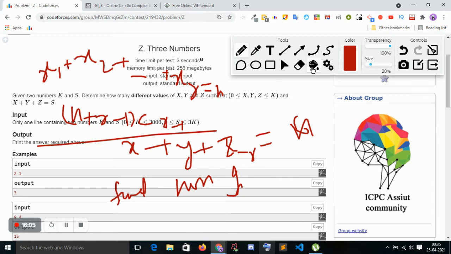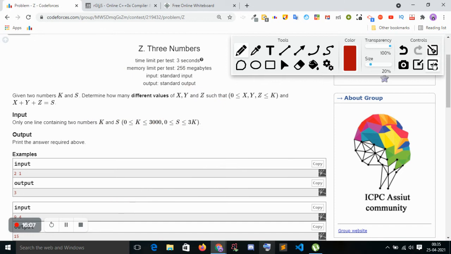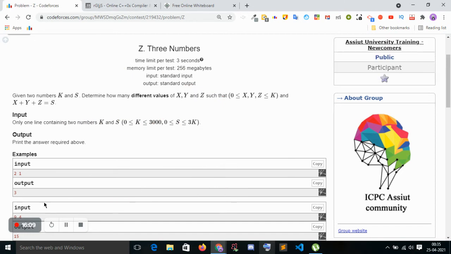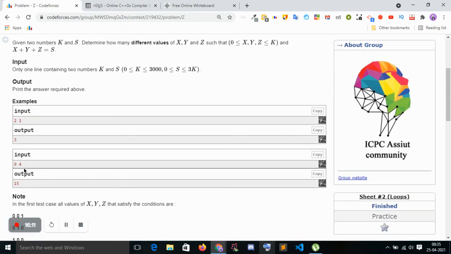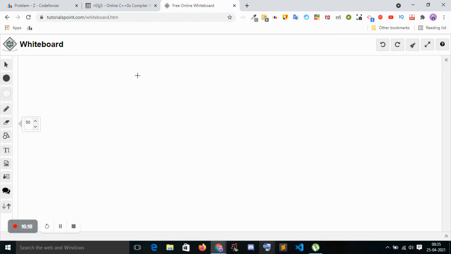Let's try to solve it first. The first problem is where the limit is 4 and the answer is given. So let's try to solve this first. We can choose this board.